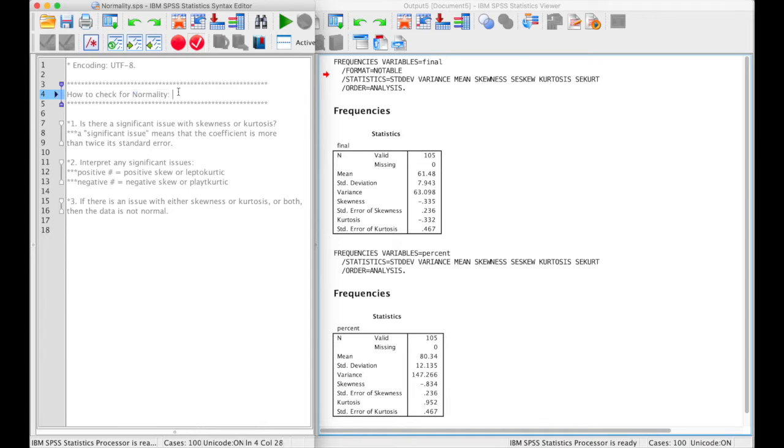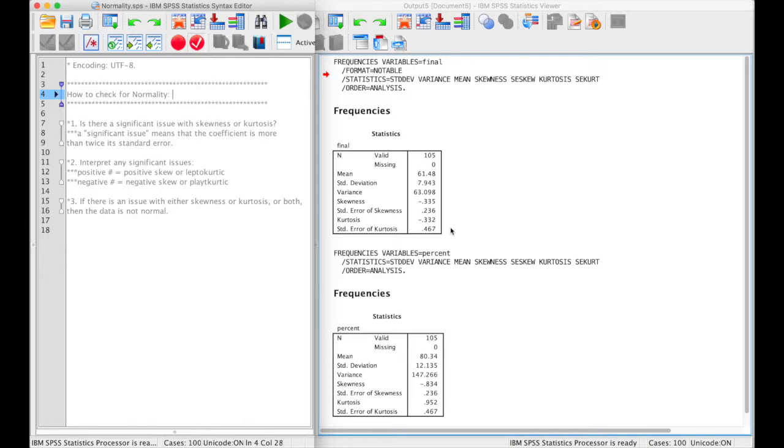Normality is one of the most common assumptions of statistical tests. To check for normality, or to make sure that your variable is normally distributed, you can use a histogram to check visually, or you can also use skewness and kurtosis values, which you can get through the frequencies or descriptives SPSS commands. When you request these values, SPSS will give you the coefficient of skewness, the standard error of skewness, the coefficient of kurtosis, and the standard error of kurtosis.